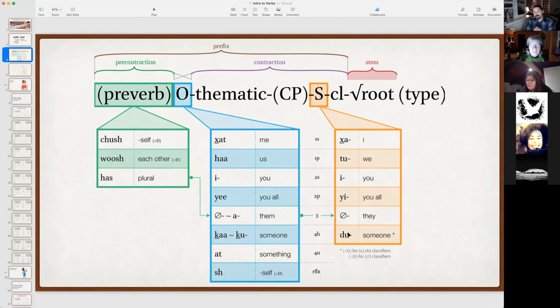And so that we're just practicing moving through these. So this one, 1, 2, 3, 4, 5, 6. That's all the subjects. It has to be one of those 6. Who's doing that thing? So then you just start remembering this one. Ha is I. Tu is we. I is you. Ye is y'all. The unmarked one is the singular they. And then du is someone.